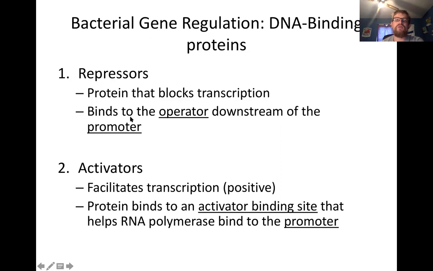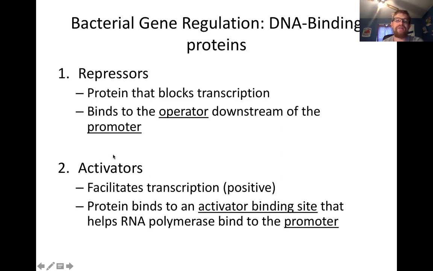In case you're having trouble visualizing, a repressor is going to bind to an operator, right? The operator is downstream of the promoter. The promoter is where RNA polymerase, that Noel just mentioned, binds. So the operator interferes; it almost sets a roadblock, if you will, to the promoter.